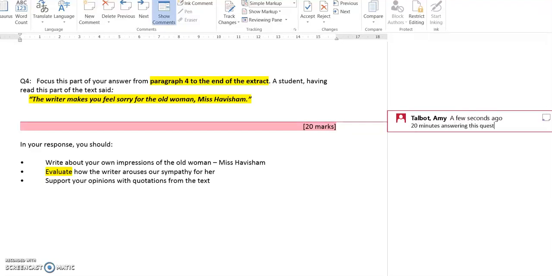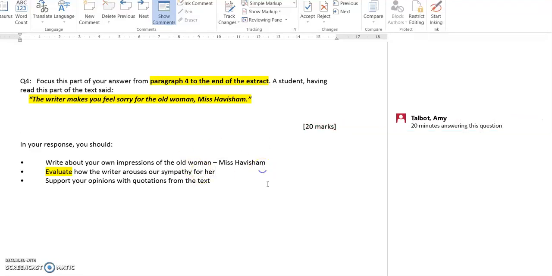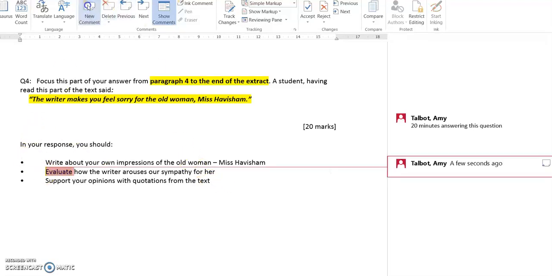this question. Okay, so this word evaluate then, what exactly does it mean? It basically means you're saying what the writer has achieved through the different techniques and the words or the structural choices. What has the writer managed to make you think or feel? That's essentially what evaluate means. So let's put that in there. New comment. What does the writer make you, the reader, think or feel?